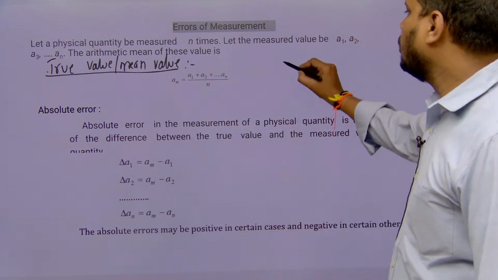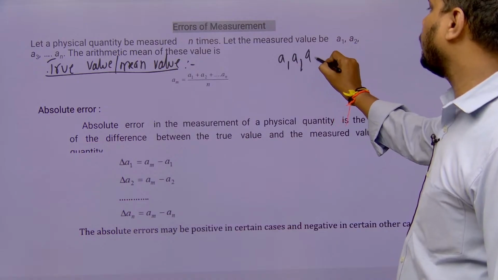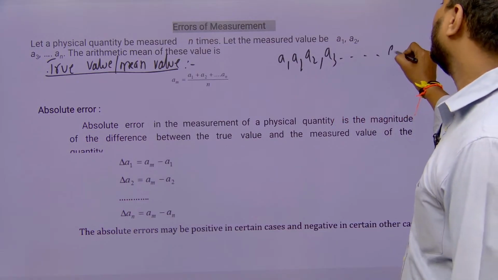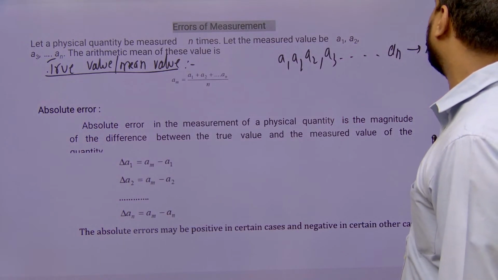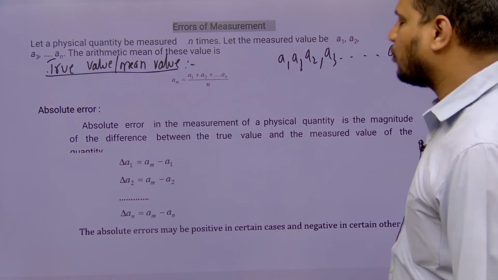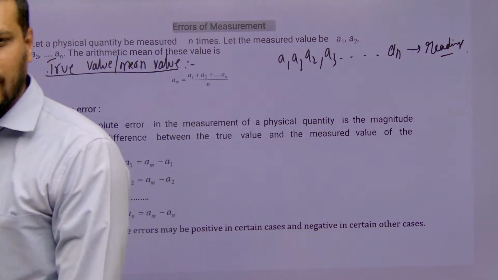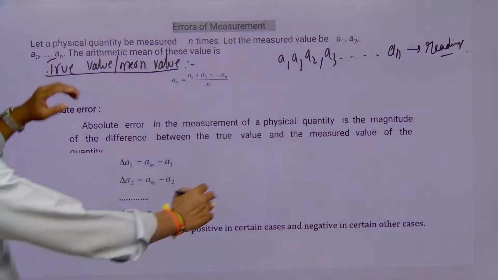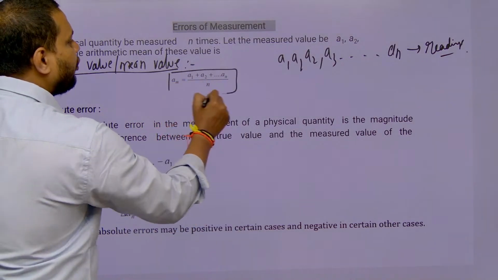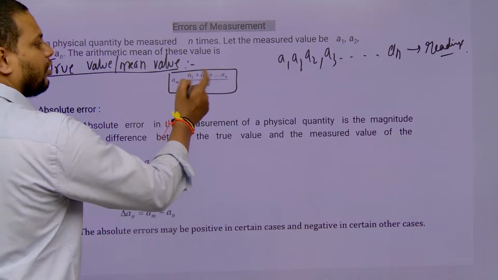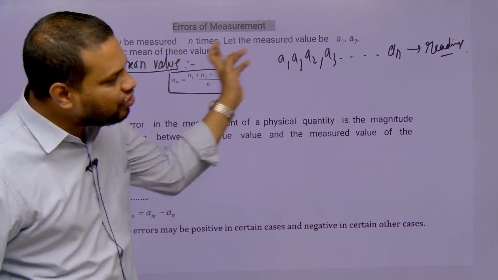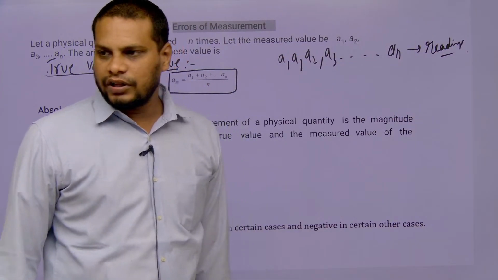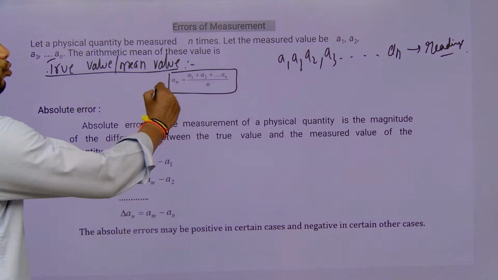Means, for suppose if I take A1, A2, A3, A4 and so on, AN are the readings. All these are what? My readings. Are you clear? All these are what? Readings. A1, A2, A3 and so on, AN are the readings. Then how to measure the true value or mean value? Means the true value or mean value can be taken as the average of all the numbers. The average of all the values will give the true value.